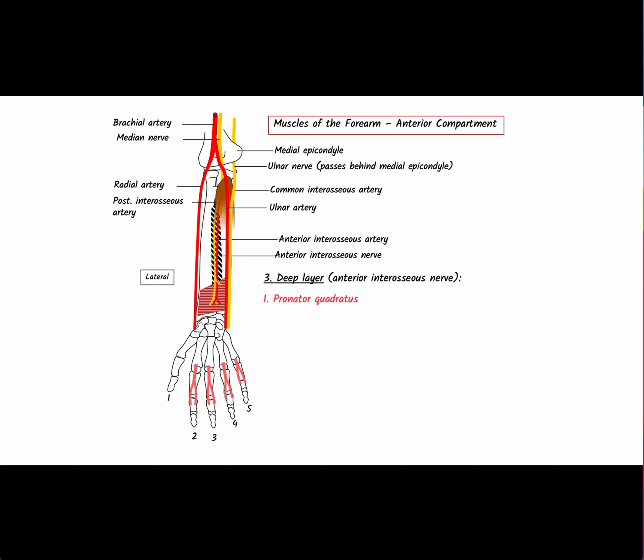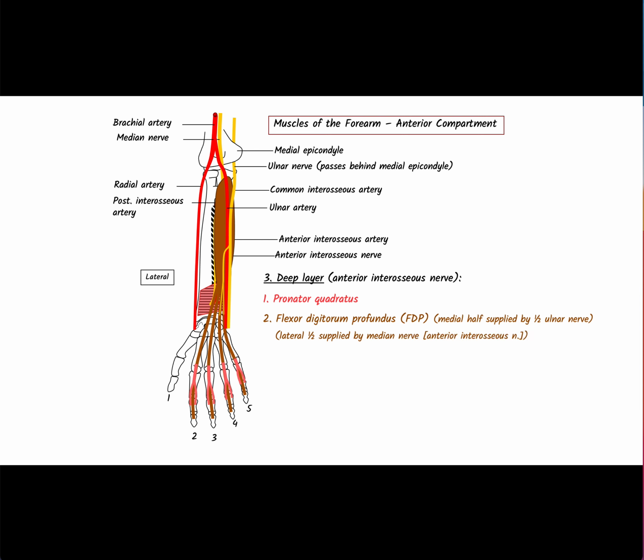And now let's put more muscles. Look at this huge muscle which is coming more from the ulna, and that is my flexor digitorum profundus. Now look at the part of this flexor digitorum profundus which goes to my fifth and the fourth digit. They are innervated by the ulnar nerve, and the part which goes to my index and the middle finger, they are innervated by the median nerve through its anterior intraosseous branch.